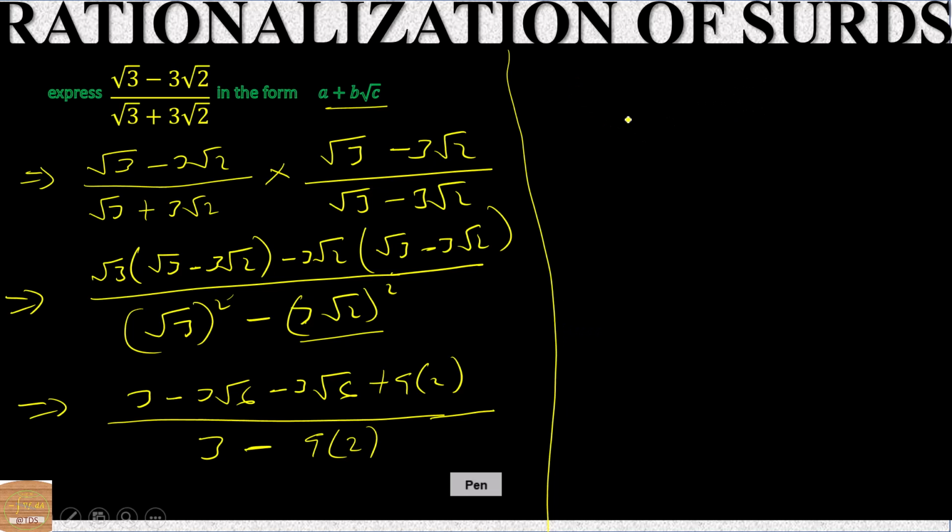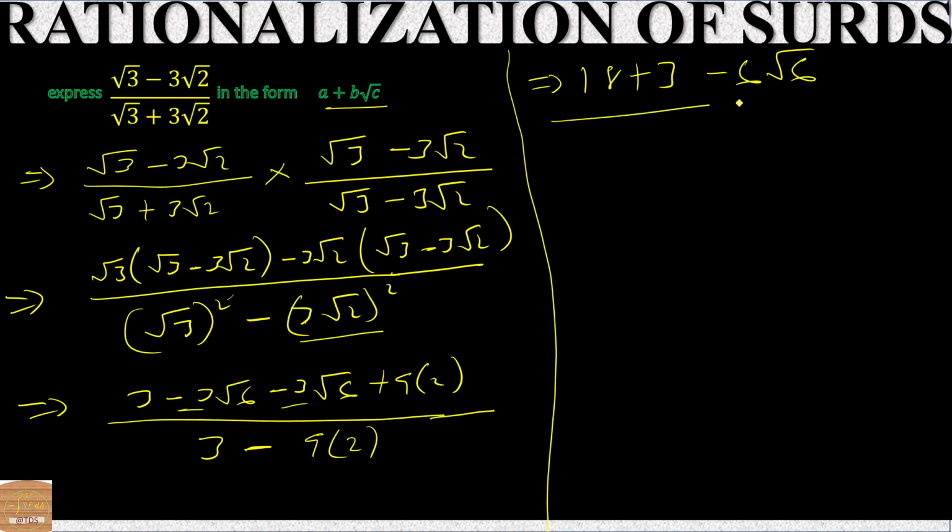Alright, so let's move on. So we have 9 times 2 is 18, so we have 18 plus 3. Okay, now let's deal with this one. So we have minus 3 here, minus 3, so I'll get minus 6. Minus 6 root 6 over 3.